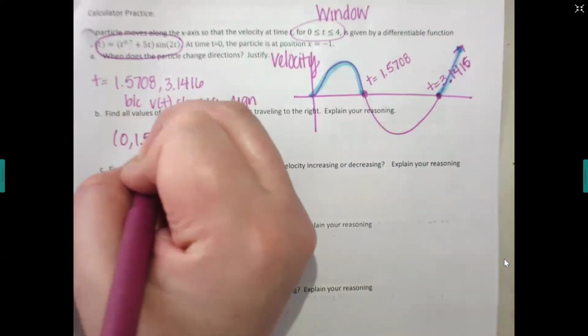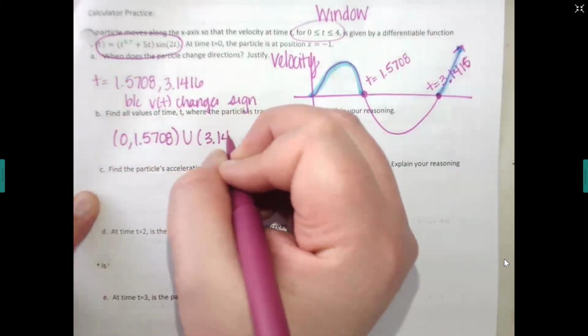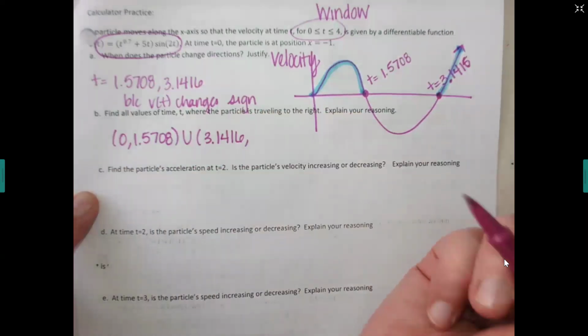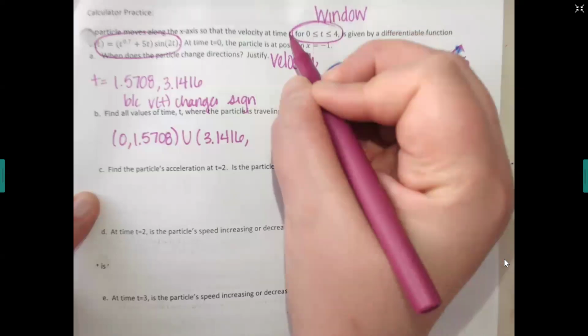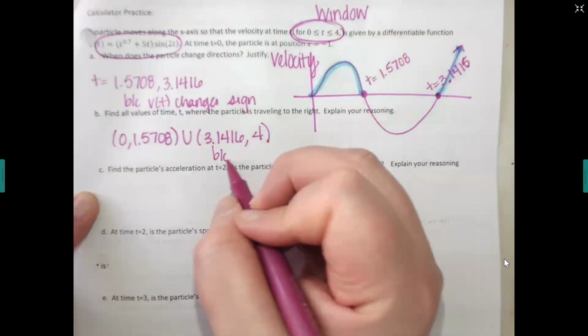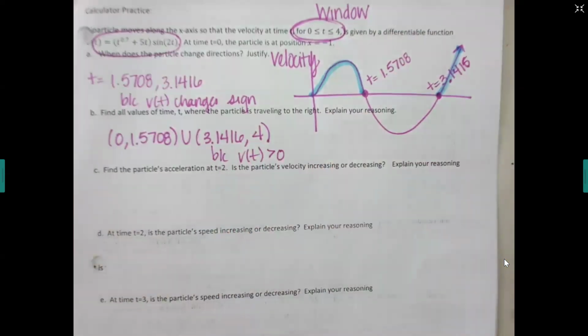That would be 0 to 1.5708, union 3.1416 till infinity. So when? My interval ends at 4. Okay, then it says explain your reasoning because v of t is greater than 0, which we know just means my graph is above the x-axis.